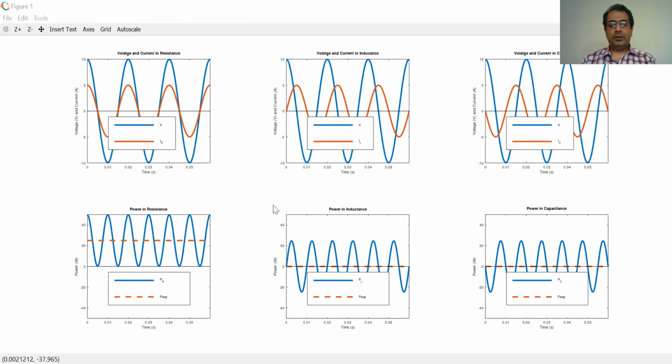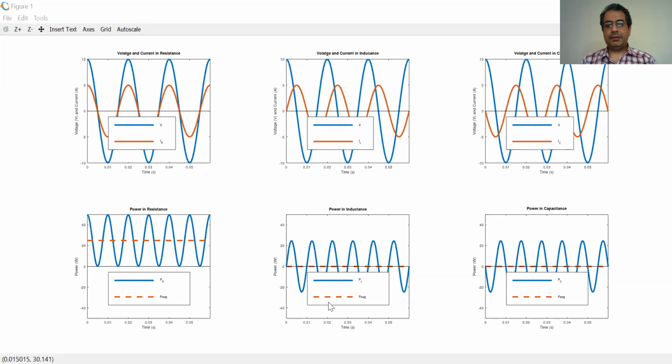If you look at the bottom row, the middle figure, which is for the inductor, you will see that the power is positive for half a cycle and negative for the other half cycle.